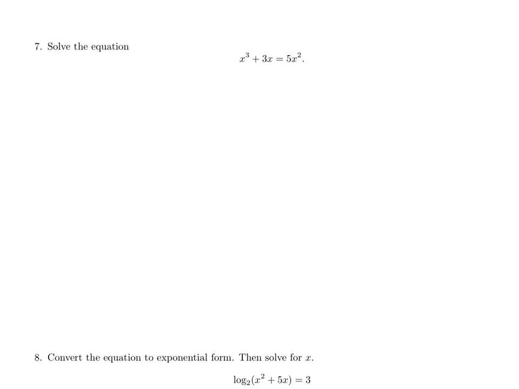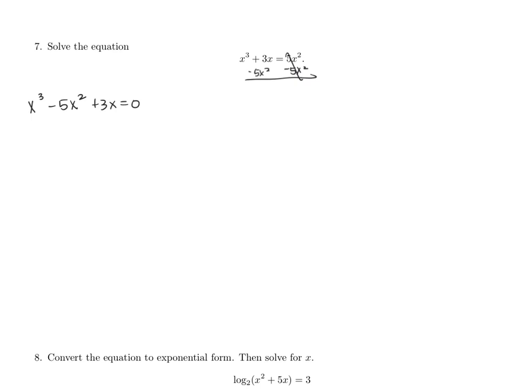All right, solve the equation. So this one, we have powers in it, right? So if we have powers in it, we usually want to get everything to the same side and set it equal to 0. So I'm going to start by subtracting 5x squared. So I will have x cubed minus 5x squared plus 3x equals 0.